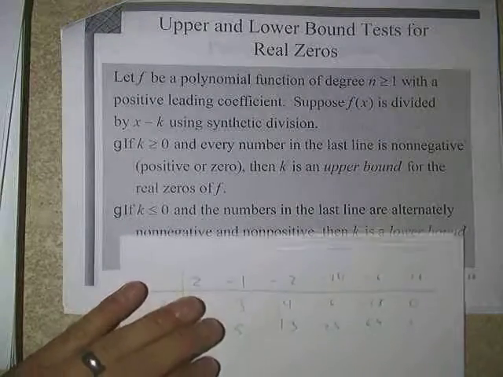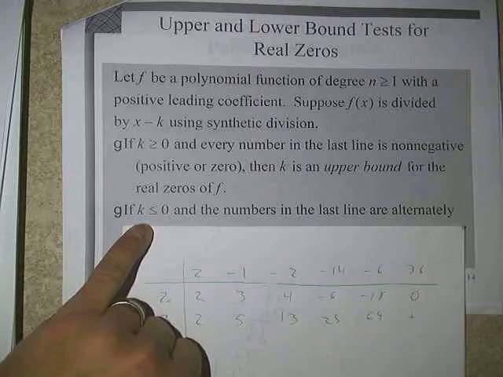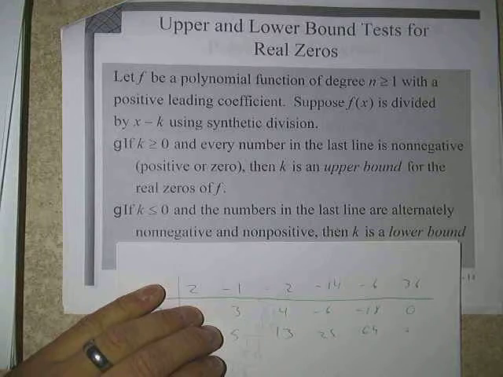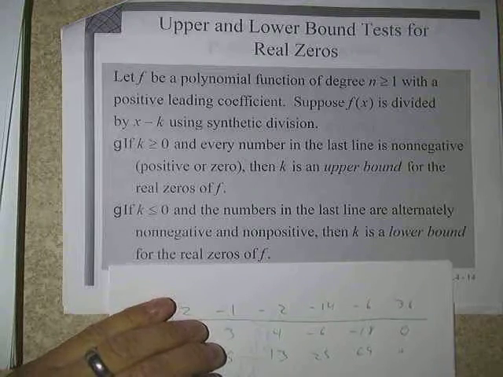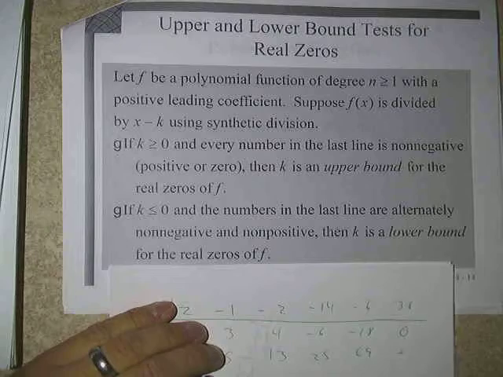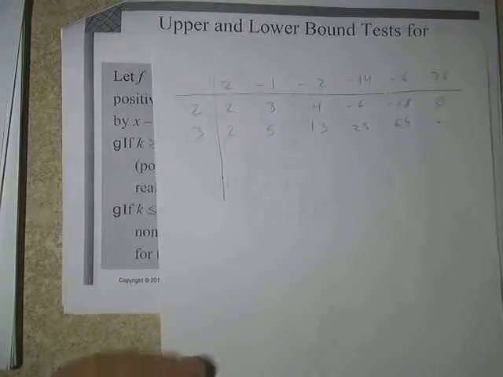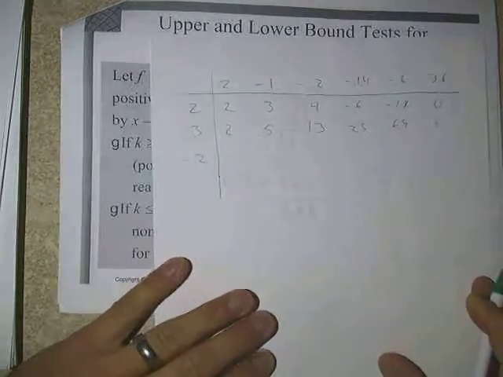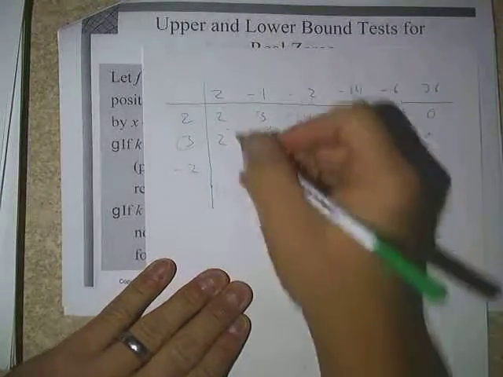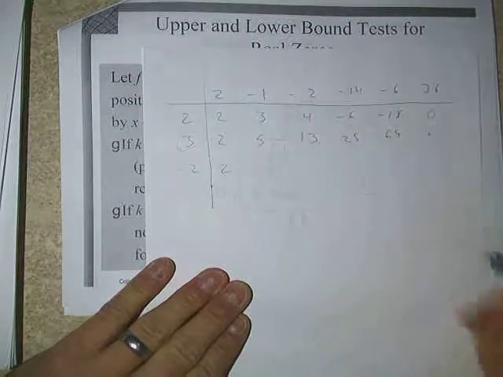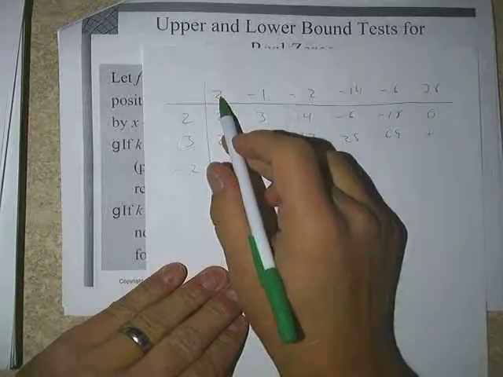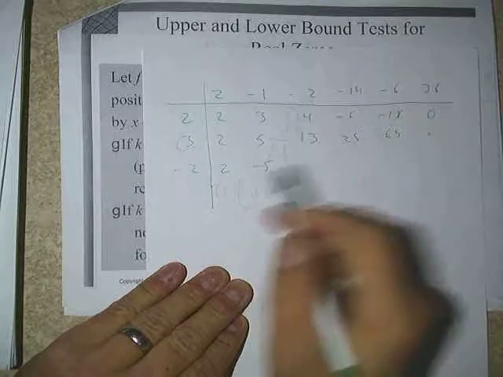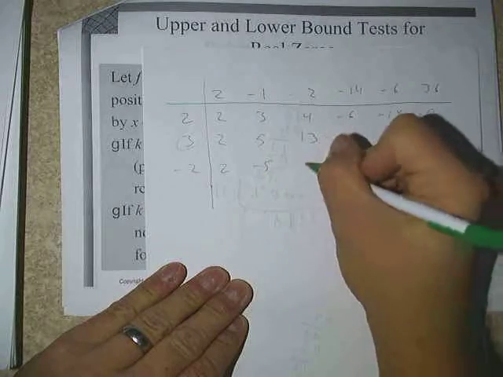Now, the lower bound test tells us that if k is less than or equal to 0, and the numbers in the last line are alternately non-negative and non-positive, then k is a lower bound for the real zeros of f. So let's take a look at that. Remember, -3/2 was a 0. Let's do it with -2 and see what the synthetic division looks like.